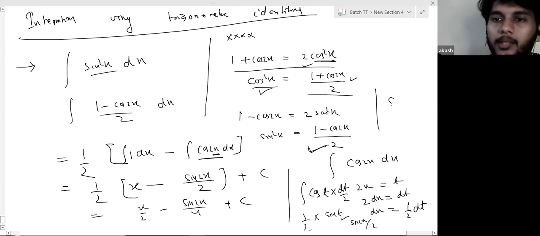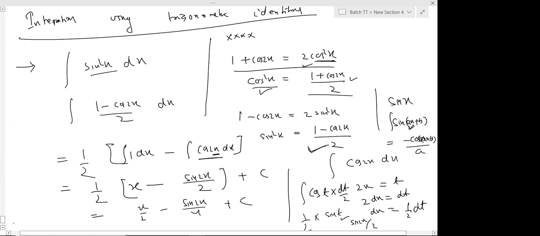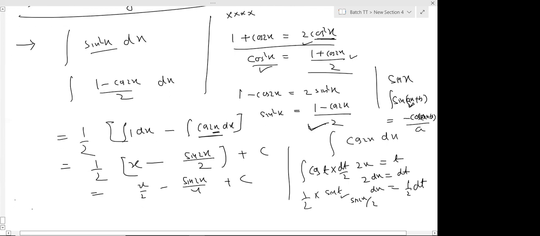So this I told you in the last class. If you know the integration of sin x, then the integration of sin(ax plus b) will be minus cos(ax plus b) by a. Just divide by the coefficient. All right. So note it down.